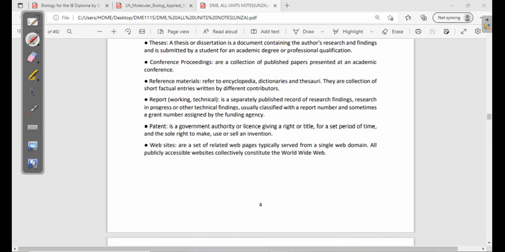And we also have a patent, which is simply a government authority or license giving a right or a title for a set period of time and the sole right to make, use, or sell an invention. So a patent is simply a government authority which is going to give licenses for a certain period of time when you want to do something. So just a right for you to get to do something. Maybe a certain book that you want to write. You see that books have also copyrights and such in those angles.